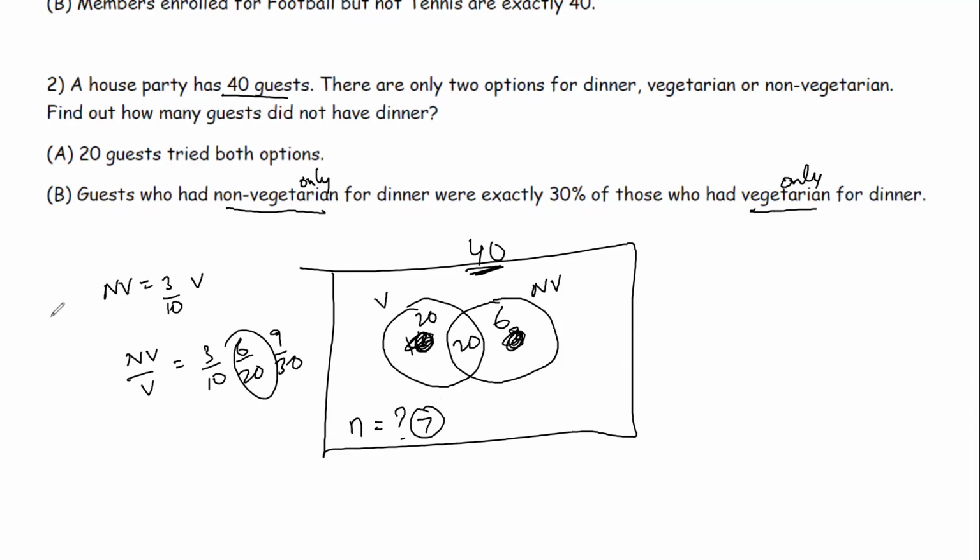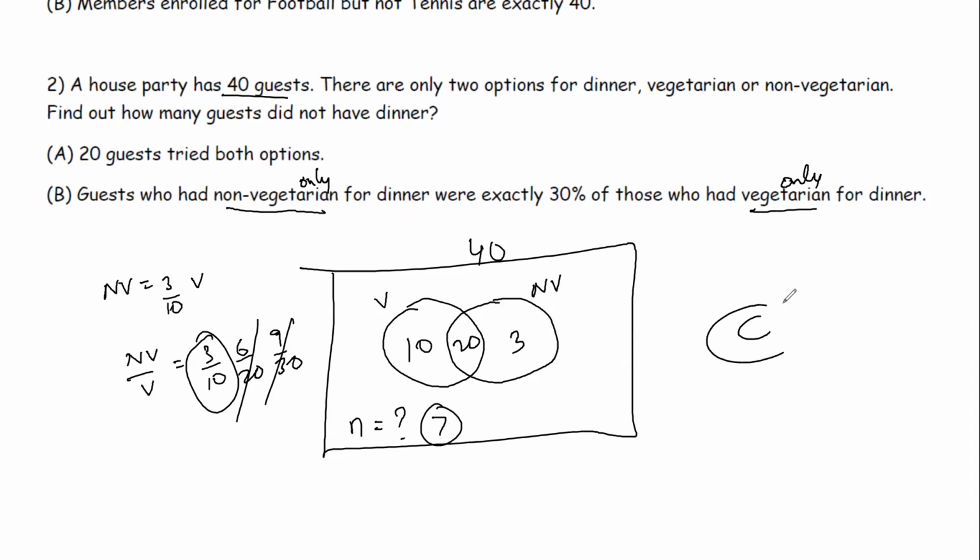So therefore, this is a very technical question where you need to try trial and error to solve the question. So the only option that fits is this one. 10 and 3, 33 and 7 is the answer. Therefore, C is the answer.